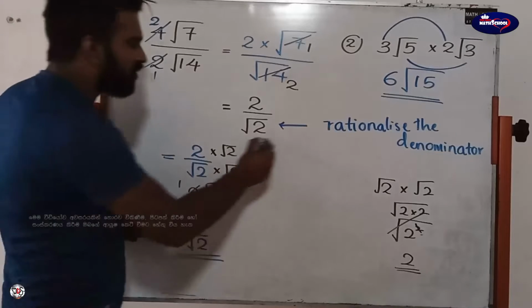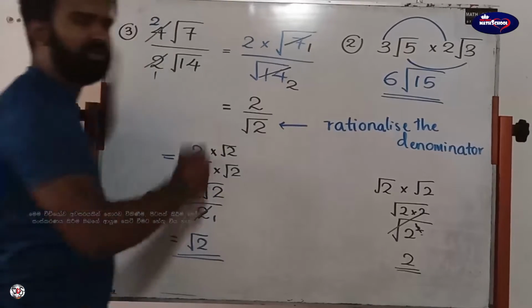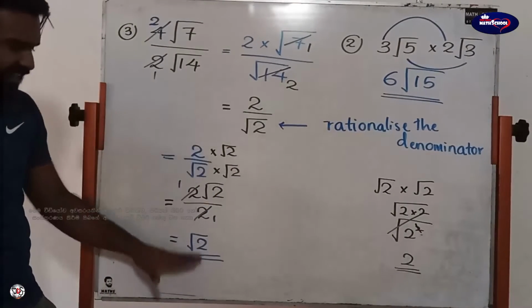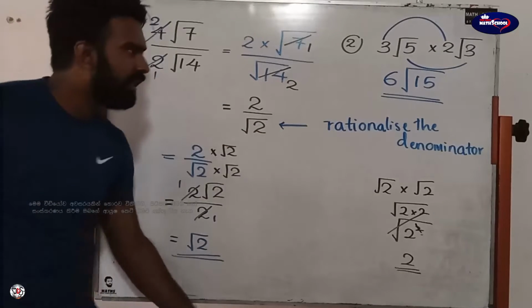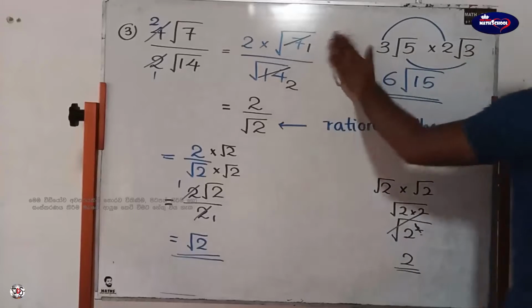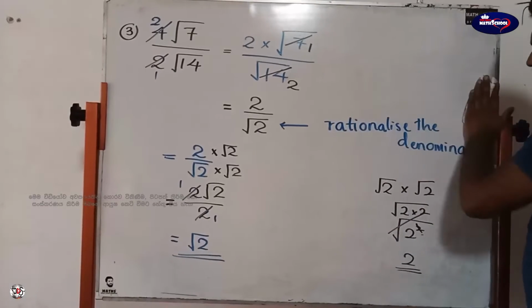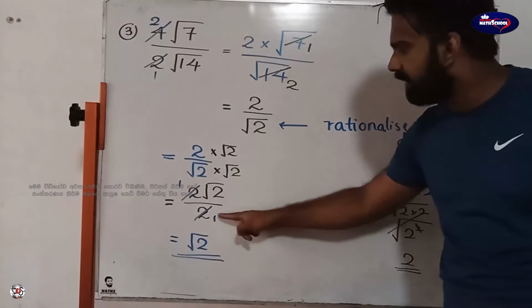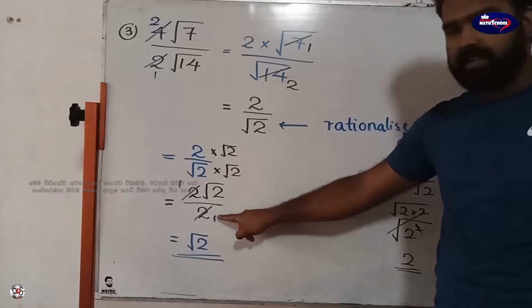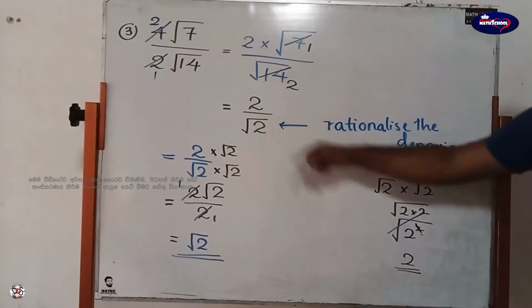You are not going to stop from here. You are taking it up to this way. So we call it the rationalizing the denominator part. Take this one also. Take this one. When you rationalize, the denominator will be a rational number, not an irrational number. That's it.